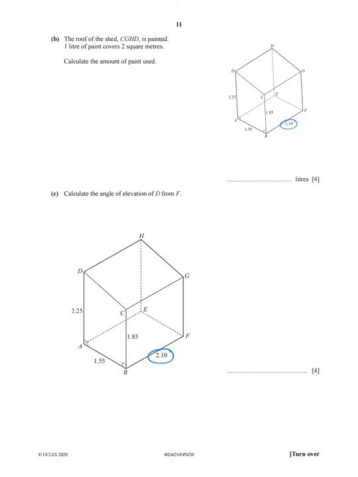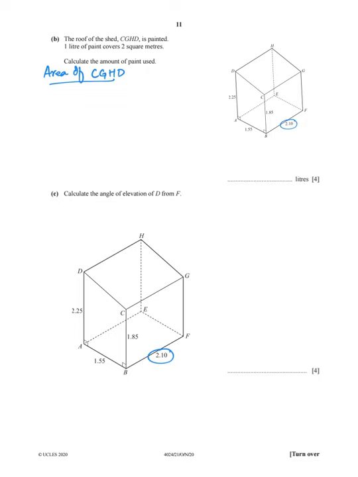Alright, in part B it says that the roof of the shed CGHD is painted. 1 liter of paint covers 2 square meters. Calculate the amount of paint used. The first thing we need to find out is the area of CGHD. Now the basic mistake is what? Most students consider that CD is equal to 1.55, but keep in mind that ABCD is a trapezium, not a rectangle, right?